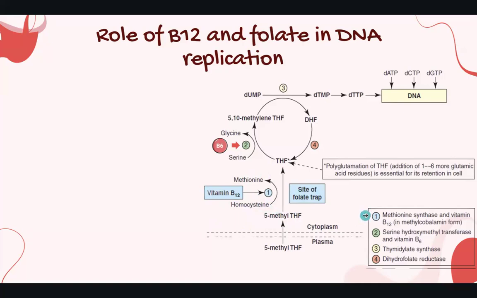Methionine synthase needs help from something else. It cannot work on its own. It needs vitamin B12. So methionine synthase on its own cannot convert 5-methyl tetrahydrofolate to tetrahydrofolate. It needs a cofactor, which is vitamin B12. All right? So now we have the tetrahydrofolate, and what are we going to do with it?